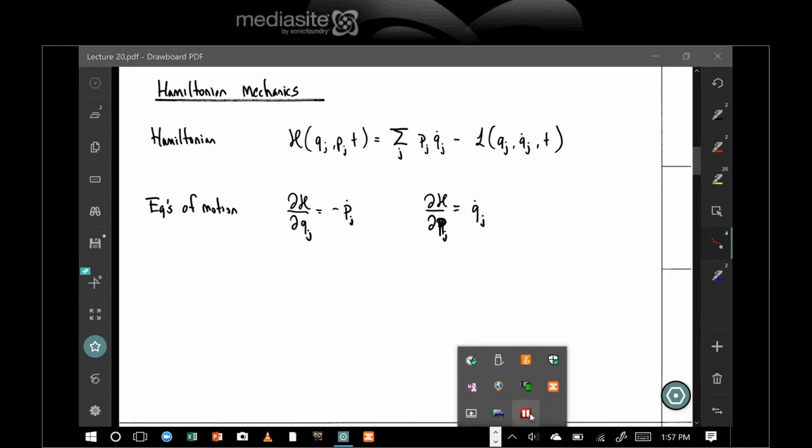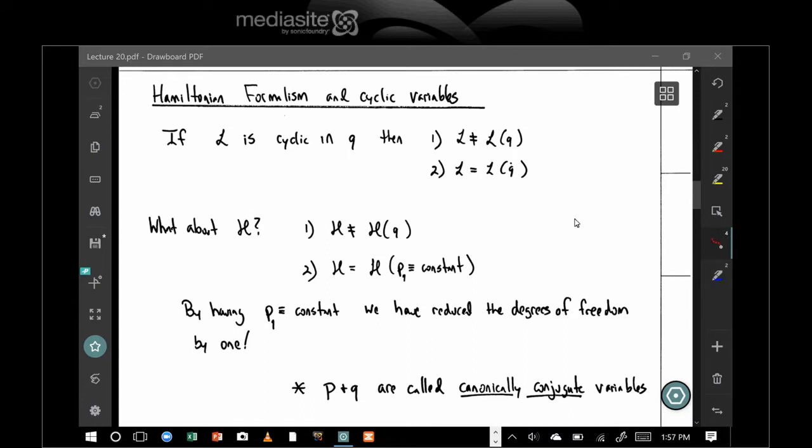Before that, let's take a look at cyclic variables. The reason why people would use Hamiltonian mechanics over Lagrangian mechanics is because of conserved quantities. The two conserved quantities we're interested in are conservation of momentum and conservation of energy. So let's look at how conservation of momentum shows up in Hamiltonian mechanics. Now, in Lagrangian mechanics, we define a variable as cyclic. So say the Lagrangian L is cyclic in Q. That means that L is not an explicit function of Q.